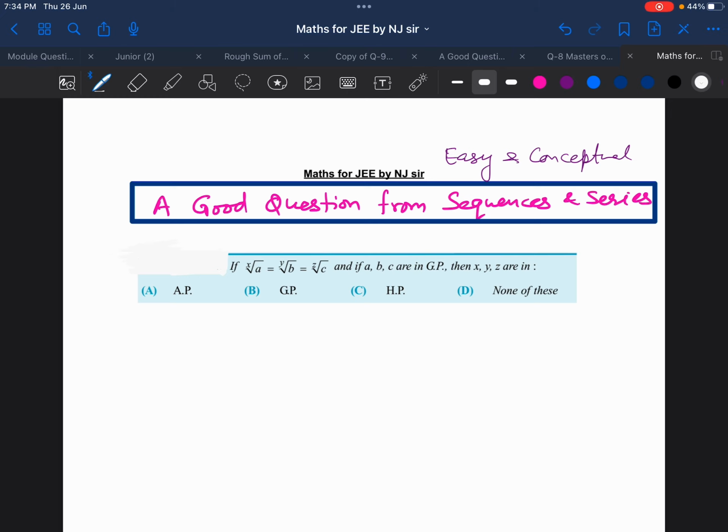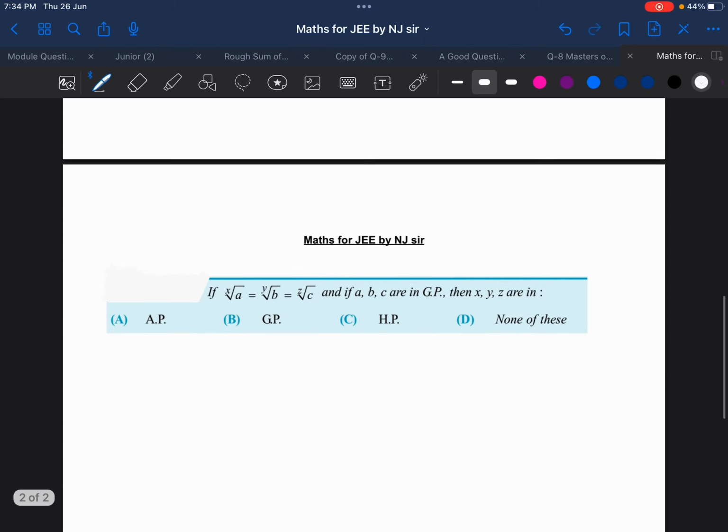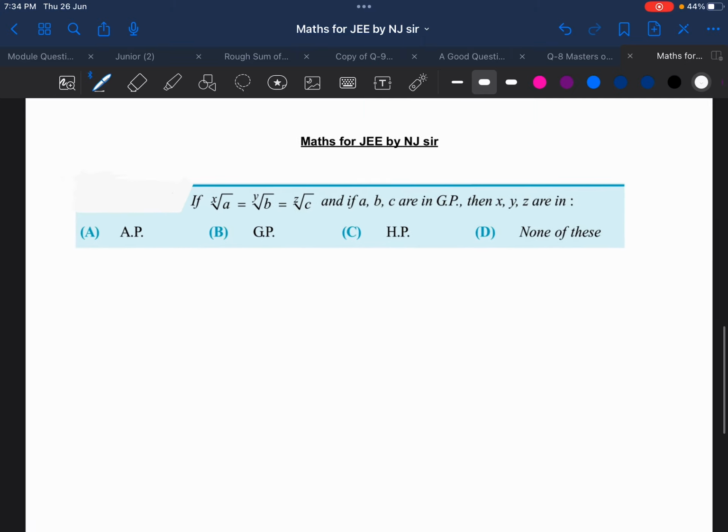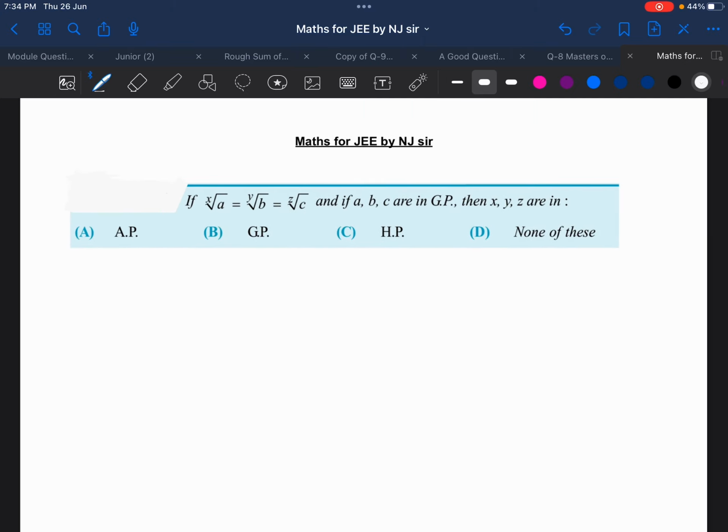So let us see the question. We are observing the data first. Question says a raised to power 1 by x equal to b raised to power 1 by y equal to c raised to power 1 by z, and a, b, c are in GP. So these are the two observations.